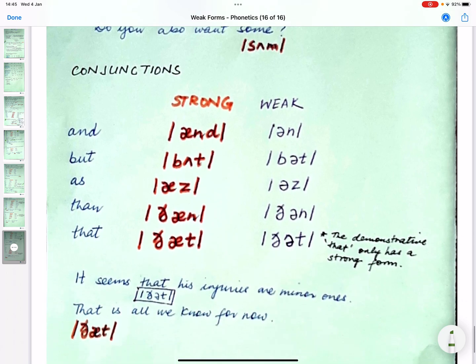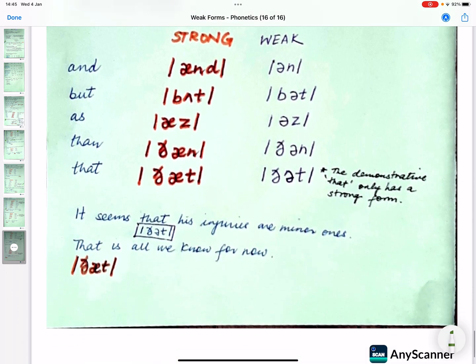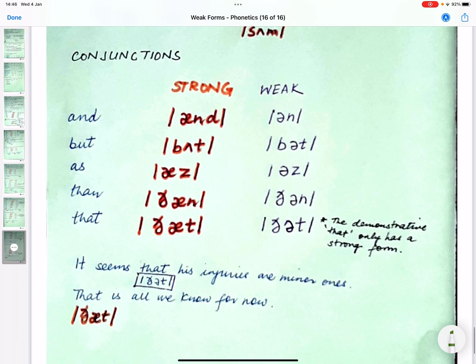Then conjunctions. So you see the strong and the weak forms of conjunctions there. There's an important note for that. The demonstrative that only has a strong form. So when you're using that to demonstrate something, then you use the strong form. Let's have a look at these examples.